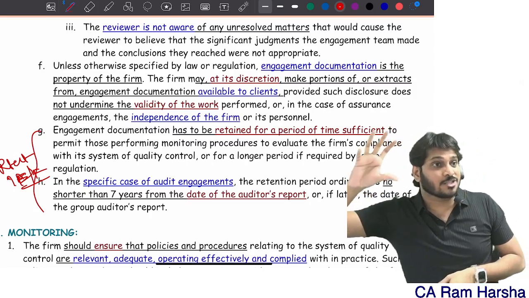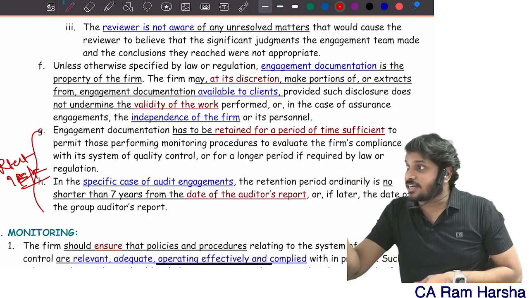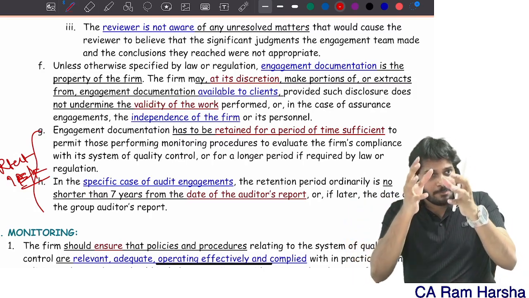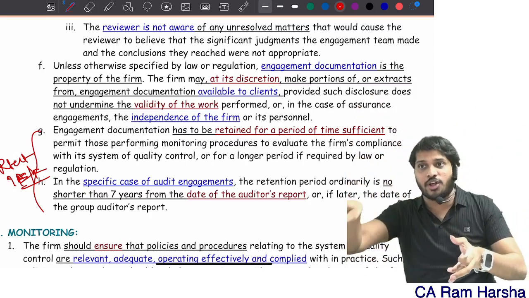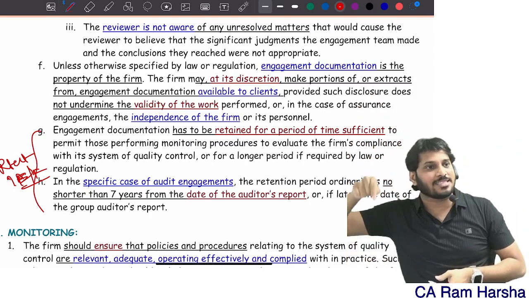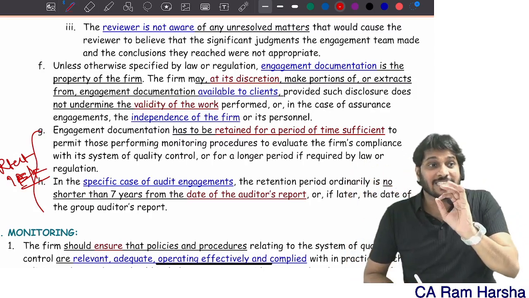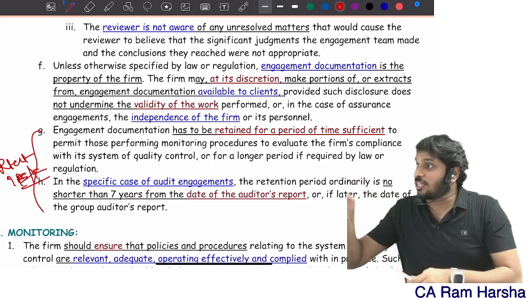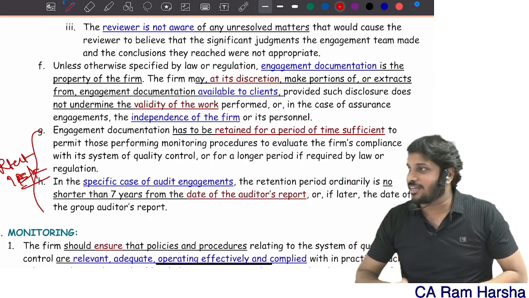That process is called as what? Monitoring. Whereas in listed entities, the review must happen before signing the report. Whether the audit is properly done, review happened, this entire process followed or not, again firm monitoring people will assess. That is monitoring. Now, engagement documentation shall be retained up to that time limit so that the firm can discharge monitoring activities functions.